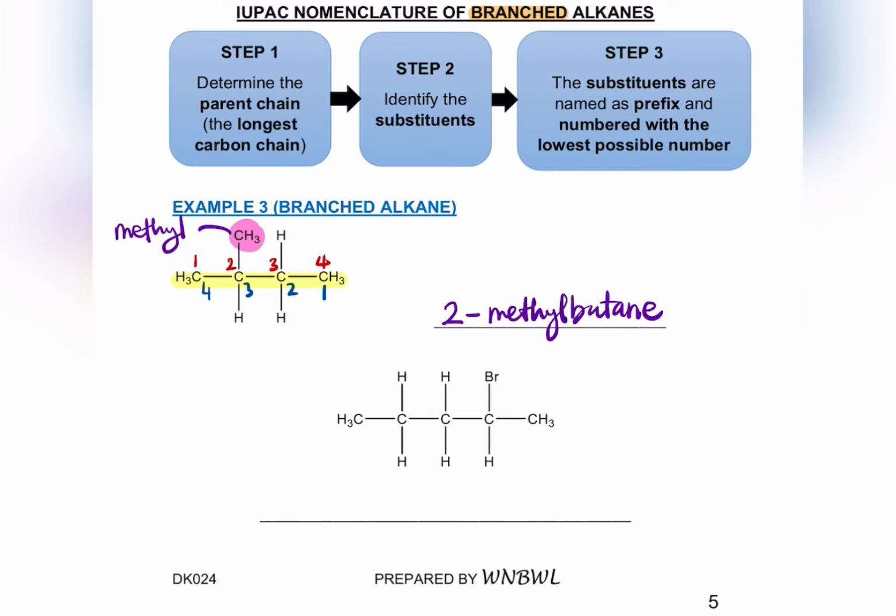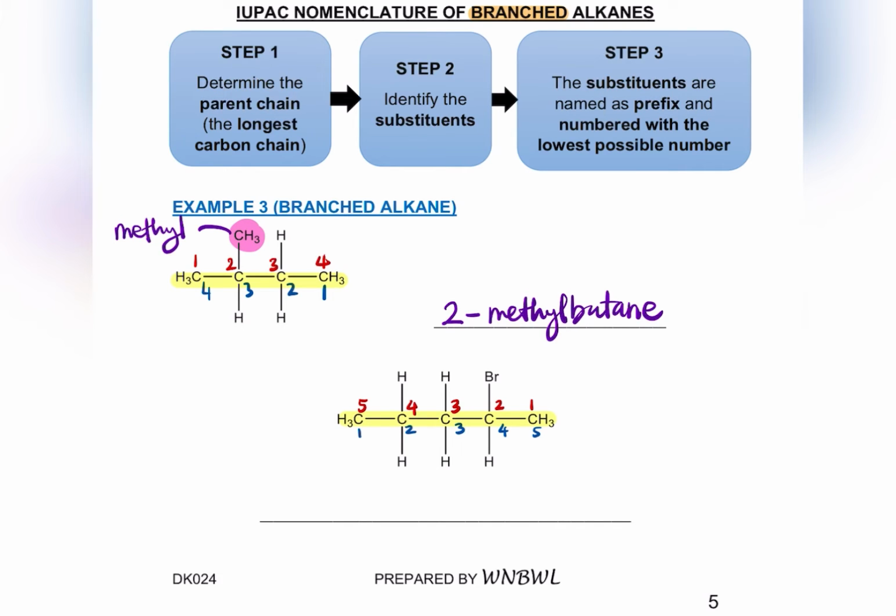Next one, we go to the next structure. If I want to calculate my numbering for the longest carbon chain, for example, I start from the right, 1, 2, 3, 4, 5. And then if I start from the left, 1, 2, 3, 4, 5. So the longest carbon chain for the parent is 5 carbon atoms.